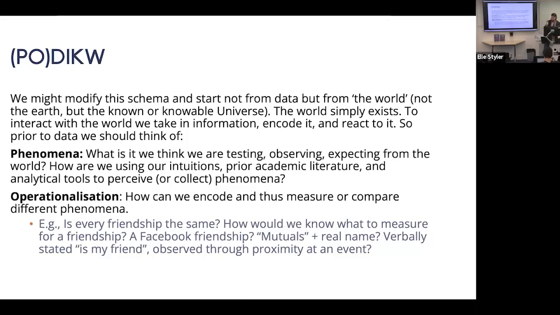Is every friendship the same? What would we do to measure for a friendship? Mutuals plus a real name? Does it have to be verbally stated? Can it be observed through proximity at an event? These are all ways in which we may measure something, in which we want to get at the phenomena. But really, it's the phenomena that matters to us, and it's the data that we use to get there.